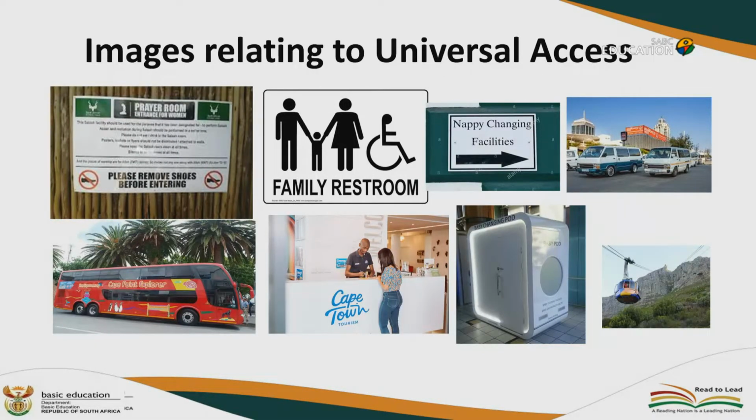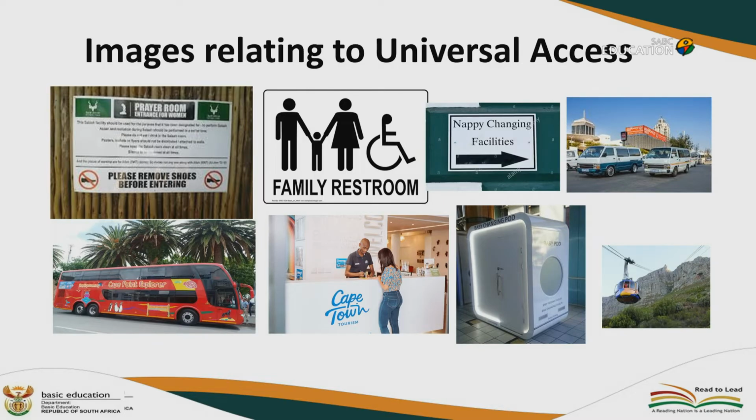These are images relating to universal access. You will see that we've got the prayer room by SANParks. We've got the family restroom. You can see the mother, the child, the father, and another member of the family in a wheelchair. We've got the nappy changing facilities. The taxis relate to transport in and out of the attraction. We've got the Cape Point Explorer. And over here, we've got an information desk, and we've got a baby changing pod. And we've also got the cable car there by Table Mountain. All that forms part of universal accessibility.